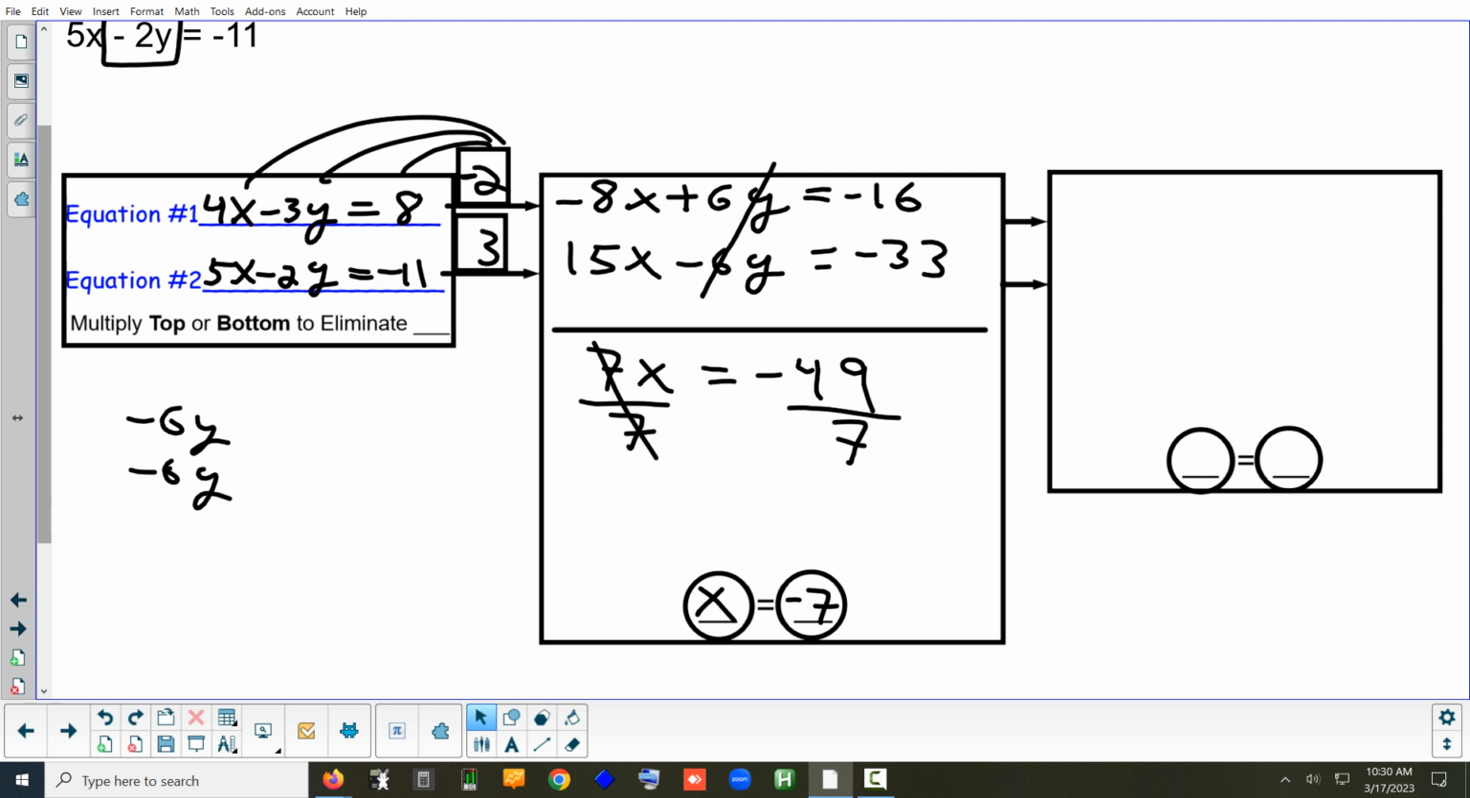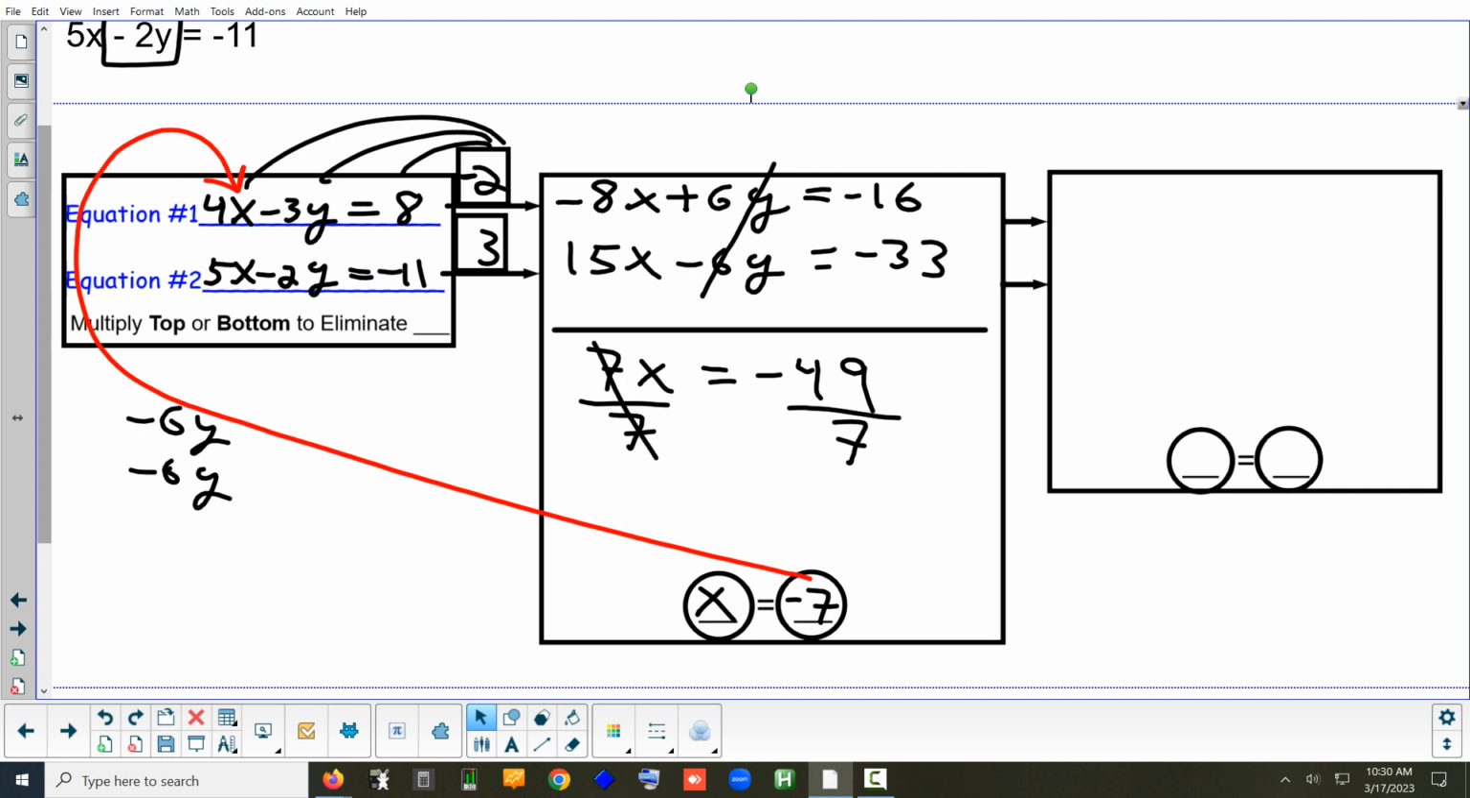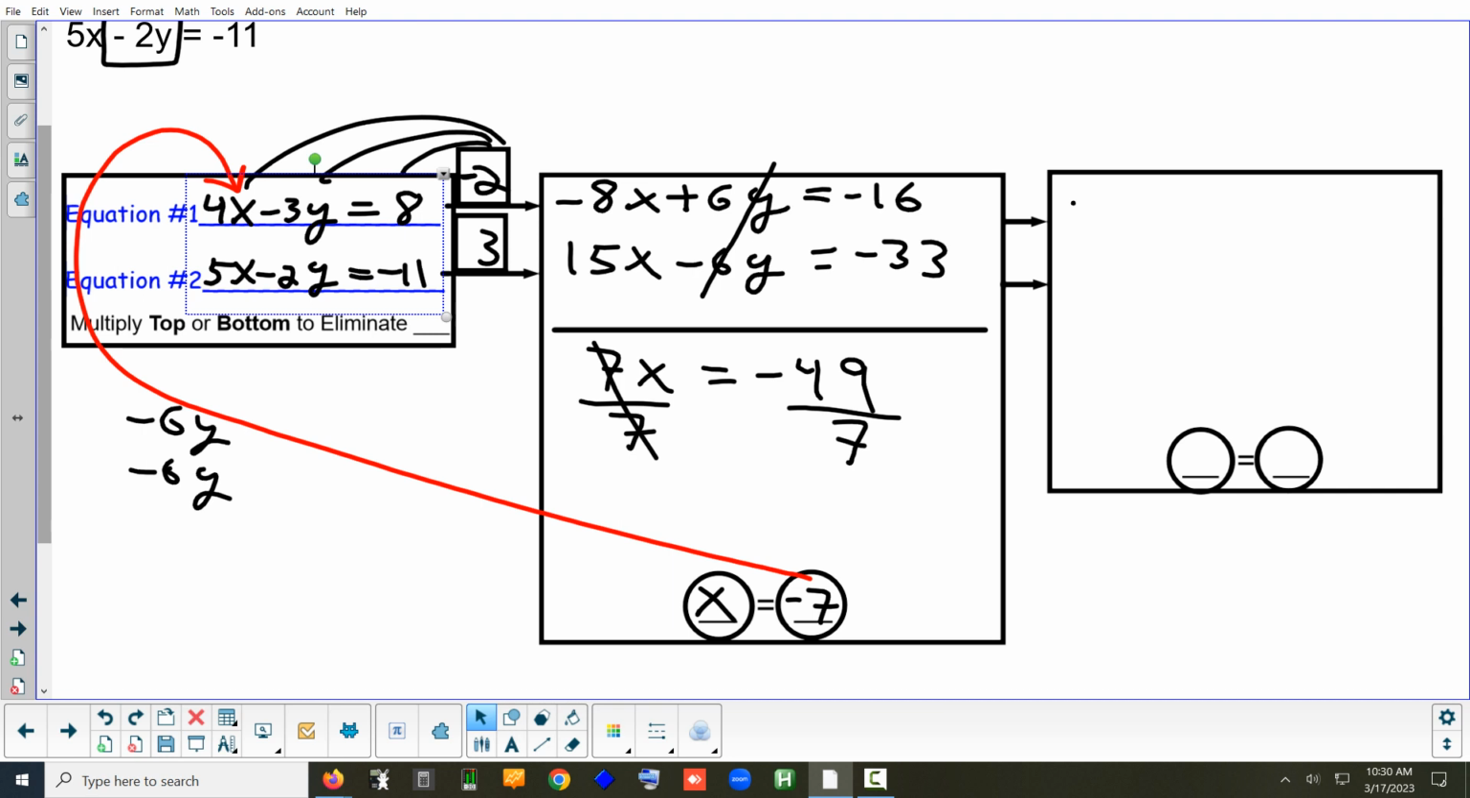I guess we could fill it back into the top. Again, at this point, it's your choice where you want to fill it back in. But I think the top might be a little bit smaller numbers. All right, so 4 times negative 7 minus 3y equals 8. What's 4 times negative 7? Negative 28.